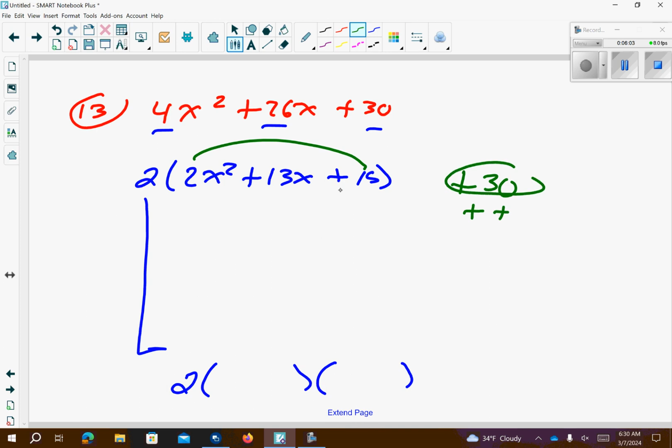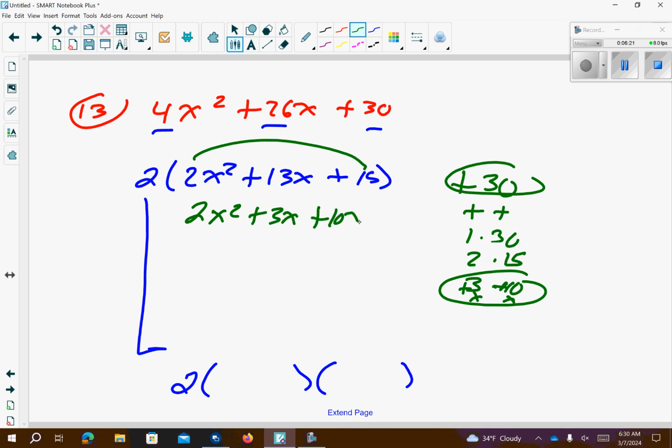So what factors of 30, what two numbers multiply together? I got 1 and 30, 2 and 15. Let's see, 3 and 10. Oh, 3 and 10 are going to work. Both going to be positive. Don't forget the x. So I'm going to get 2x squared plus 3x plus 10x plus 15.